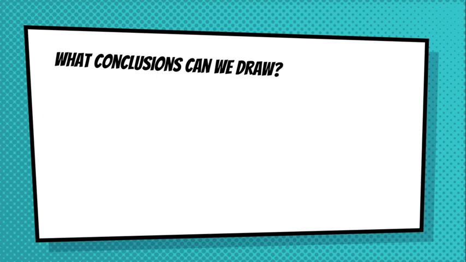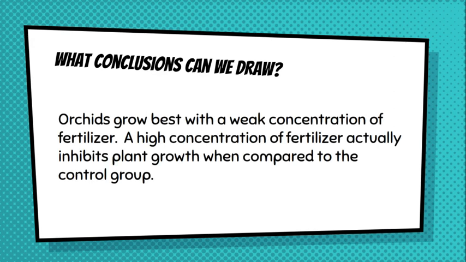Additionally, these are our conclusions that we can draw, or what does it all mean? We said that orchids grow best with a weak concentration of fertilizer, and actually a high concentration of fertilizer inhibits plant growth when compared to the control group. So what that means, this word inhibits, means it stops or prevents growth.